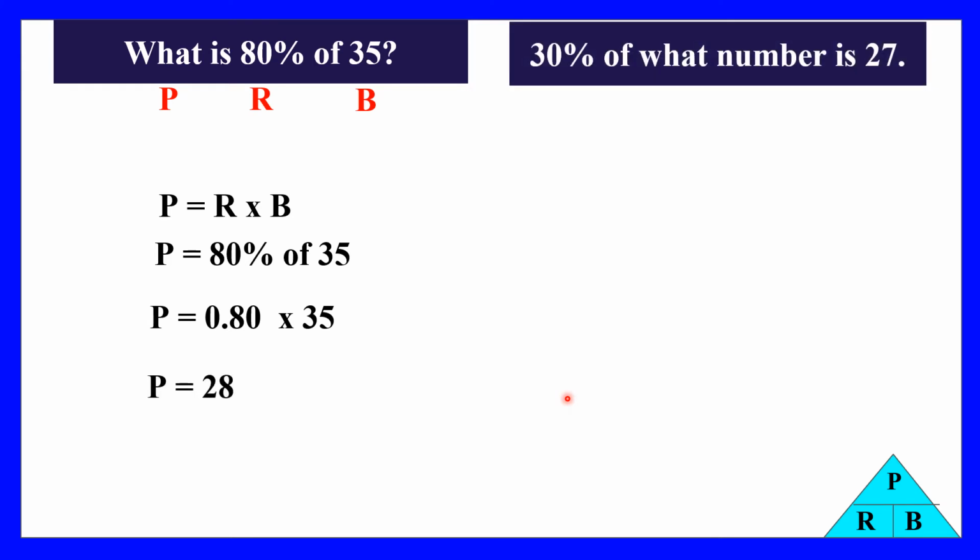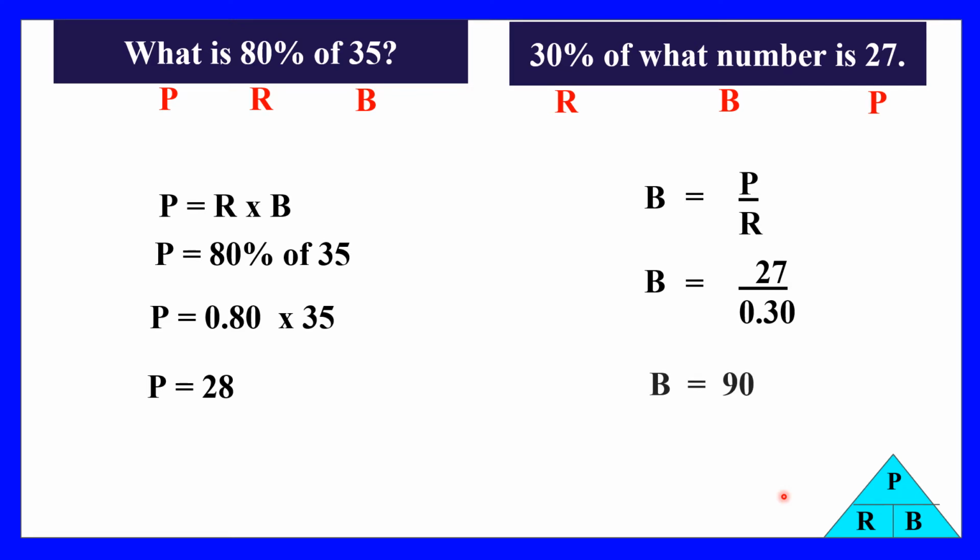Another one. 30% of what number is 27? So, ayan, ito yung rate. Nawala natin is the base and this is the percentage. So, since nawala ang base, okay, ayan, gagamitan natin is P over R. So, B is equal to P over R. So, that would be substituting P is 27, ang rate is 30. So, ang 30 dito gagawin natin 0.30. So, this is 27 over 0.30 and ang sagot natin is 90.